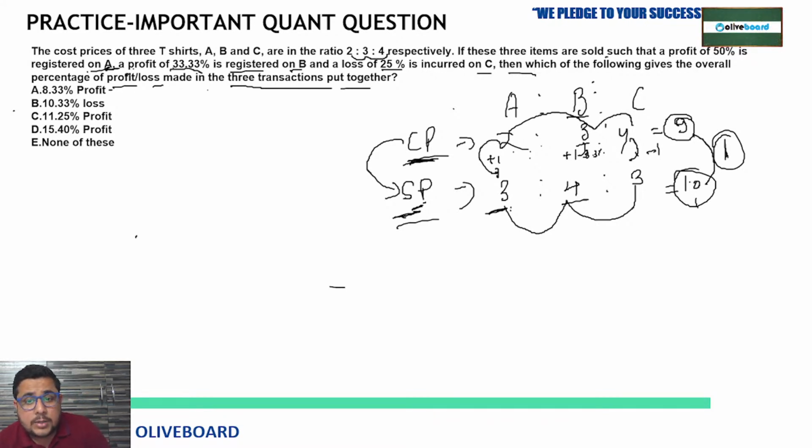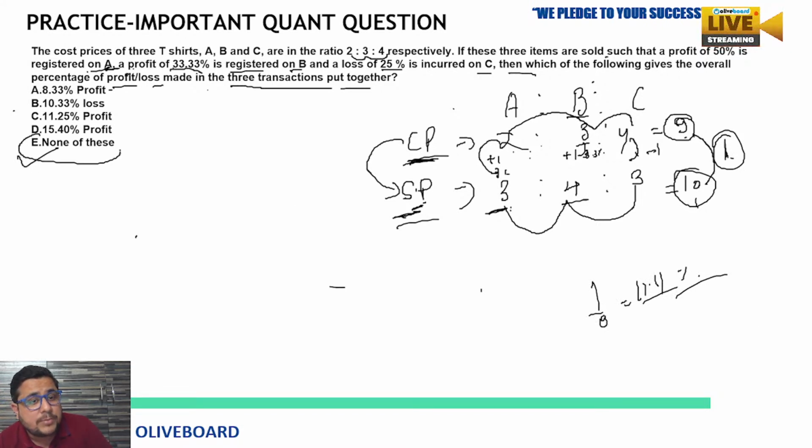Everything is clear now. See, now here what we are getting, actually selling price is greater than cost price. So what we can say, 1 with respect to 9. So 1 by 9 is 11.11%. So is this given in the option? So you will say no. So our answer is going to be option E, none of these. And this one is the only answer.